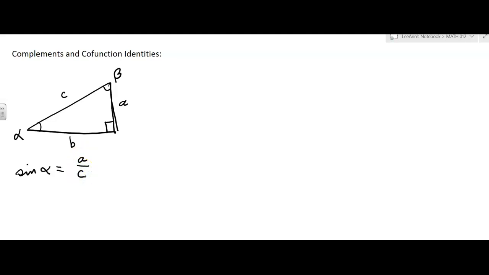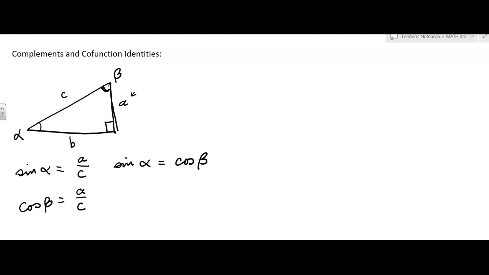And we know the cosine of beta, so switch to the other angle now. The cosine of beta is its adjacent side, which is A, over the hypotenuse, which is C. So you see that those two are the same thing. So the sine of alpha is equal to the cosine of beta, okay?